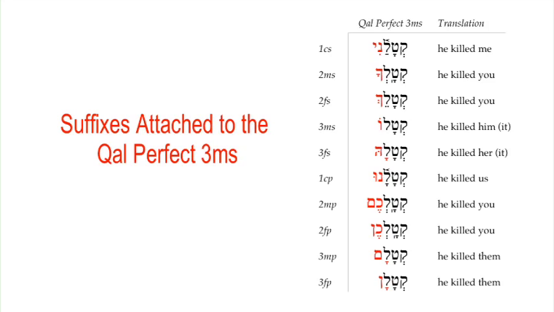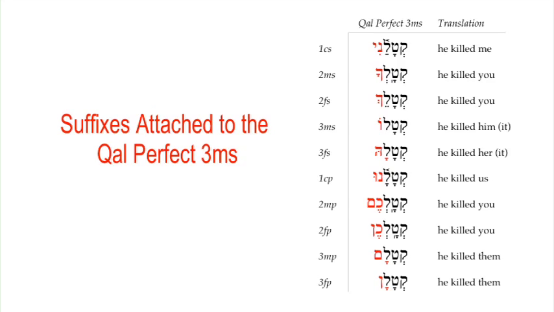Okay? Now we can see that in the 2MS as well. Katalacha, he killed you. Katalech, he killed you, feminine. Katalo, he killed him or it. So you can see in each case, the pronominal suffix is attached directly to the perfect verb, and it causes slight spelling changes in each instance.